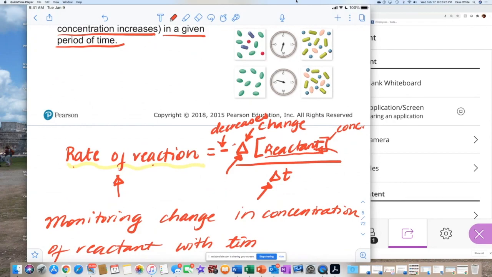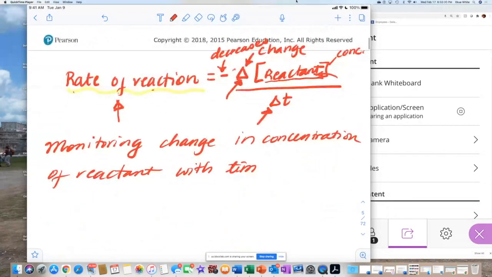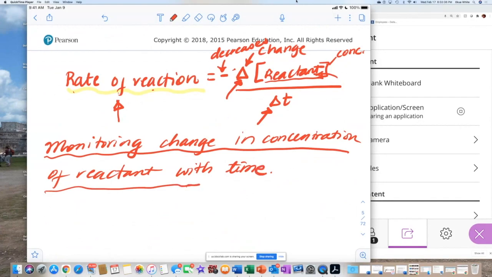Let me go ahead and add a page here. Remember, we figure out the rate by monitoring the change in concentration of the reactant over time. Okay, so this is where I stopped before.